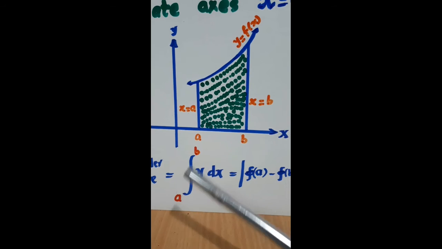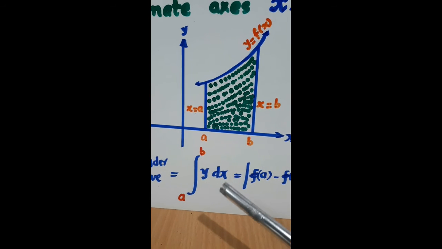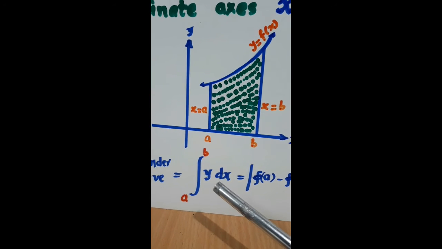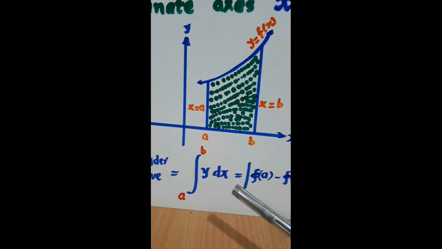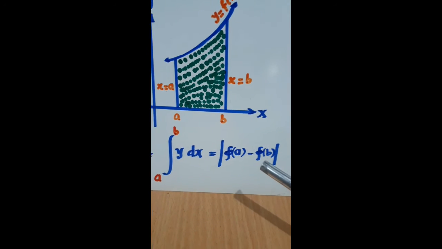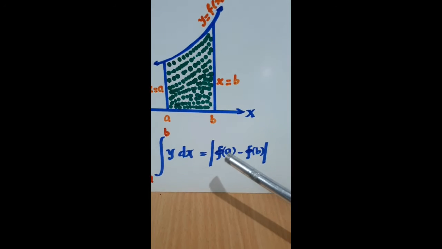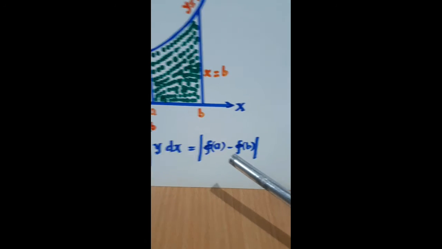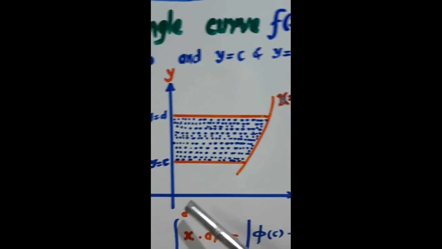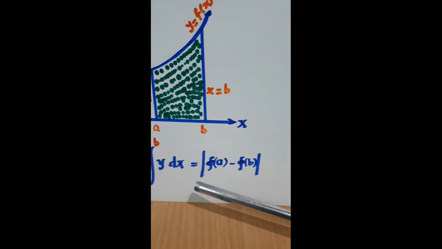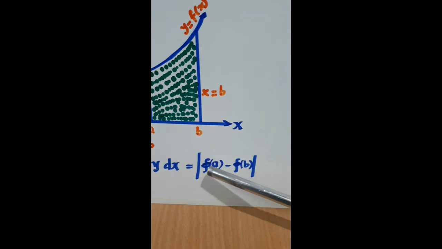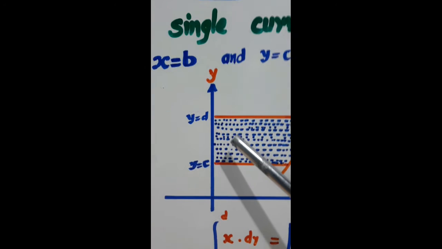So integral from a to b of y dx becomes, when you find its integration, F(x) comes. Then you put the limits, you will get F(b) minus F(a). And in this case, once you take the modulus value, then it becomes positive.